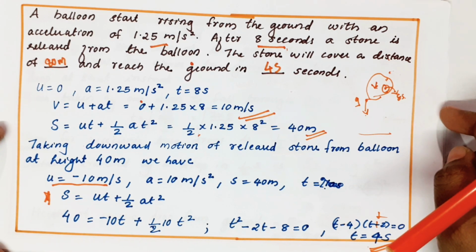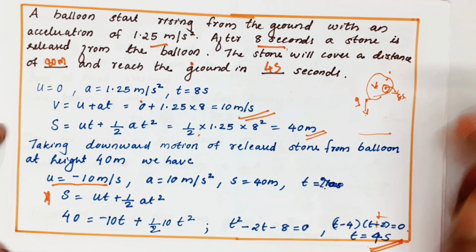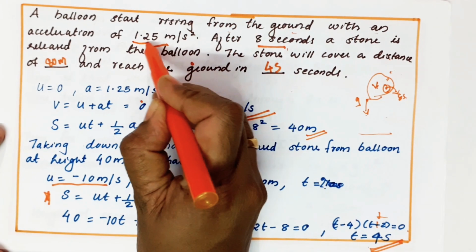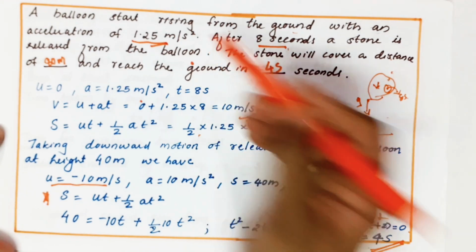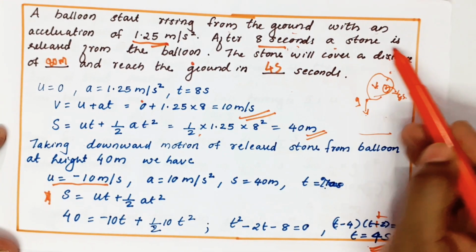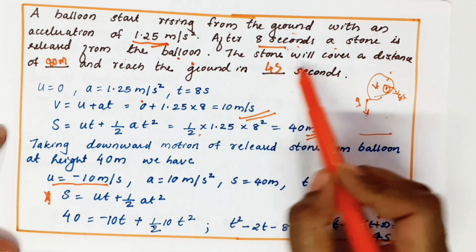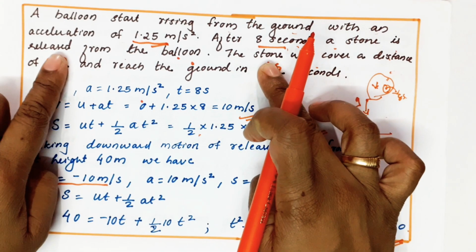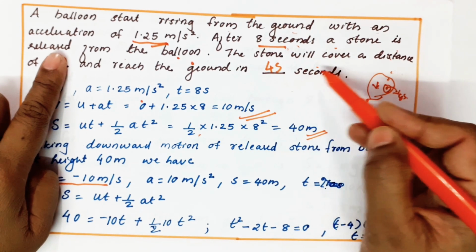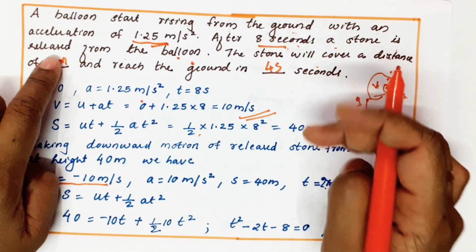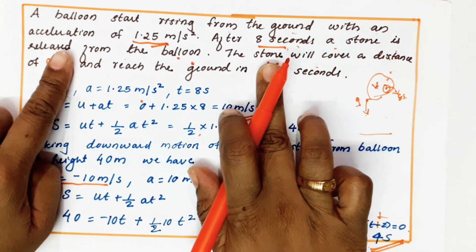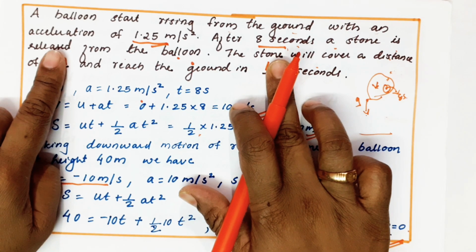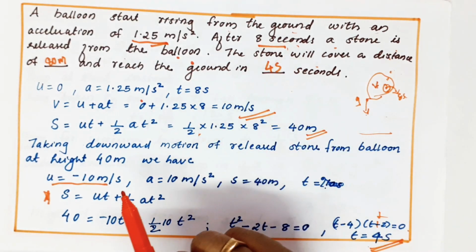This is a very important question. They can ask here, a balloon starting from the ground with an acceleration of 1.25 meter per second square. After 8 seconds, a stone is released from the balloon. The stone will cover a distance of dash meter, and it reaches the ground in dash seconds. This was a question. Okay, I have written the answer here. The question is, the stone will cover a distance of dash and reach the ground in dash seconds.